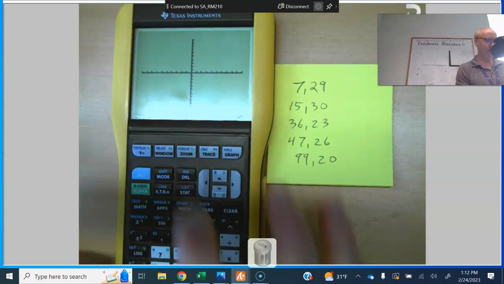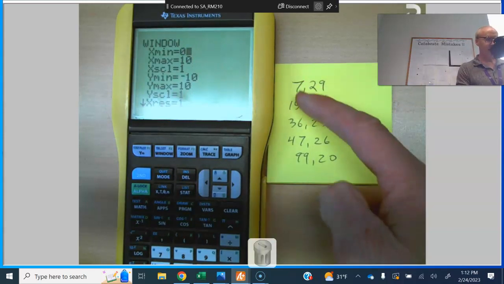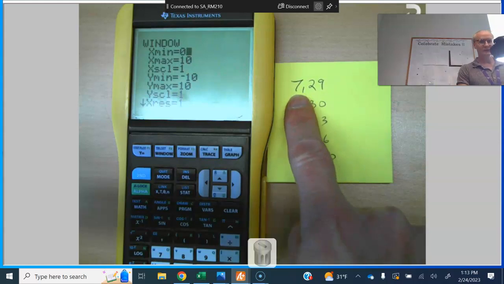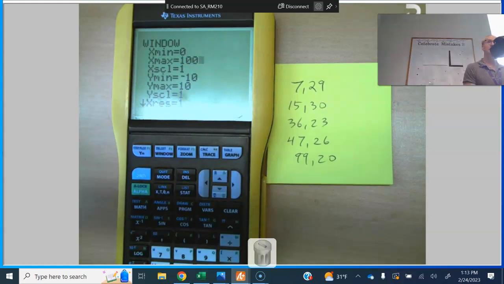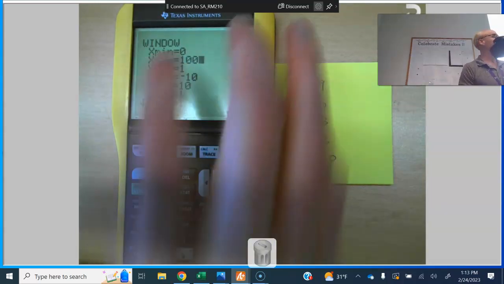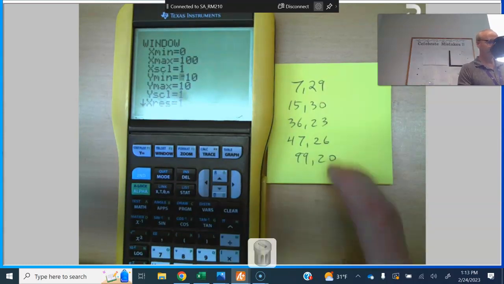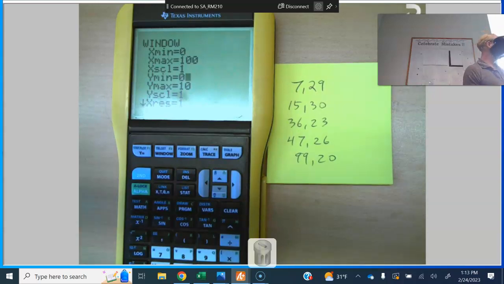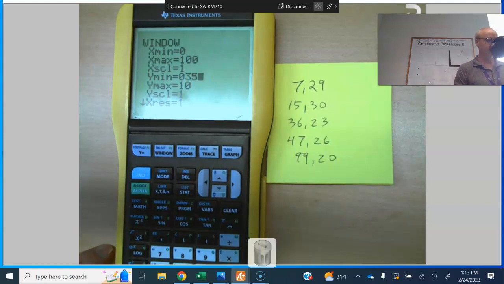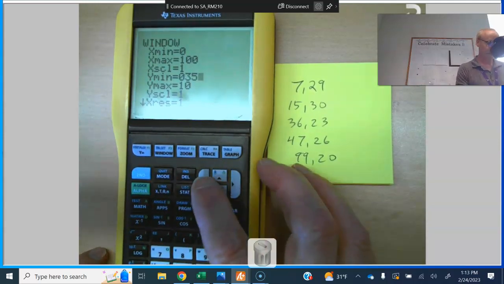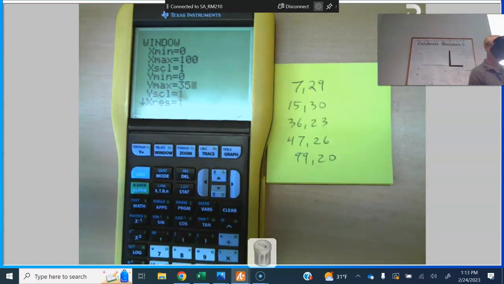And when you press window, I'm going to put X minimum at 0. Notice that my X minimum is actually 7. But I'm going to put 0 for my X minimum to 100, even though it goes to 99. X maximum is 100. Then I'm going to go Y minimum. I'm going to go with 0 as well, just so we can kind of get a view. And my Y maximum is going to be 35. Oops, didn't work. Let me go back. 0, enter, and then 35 for my Y maximum.